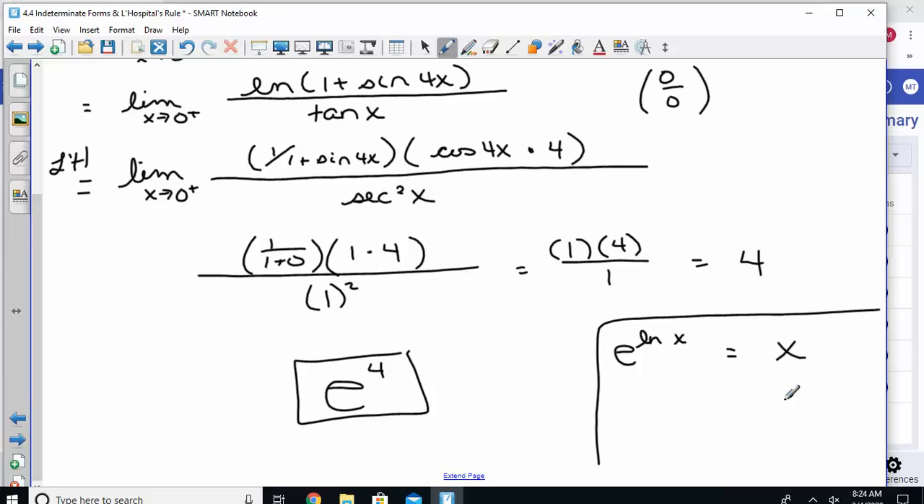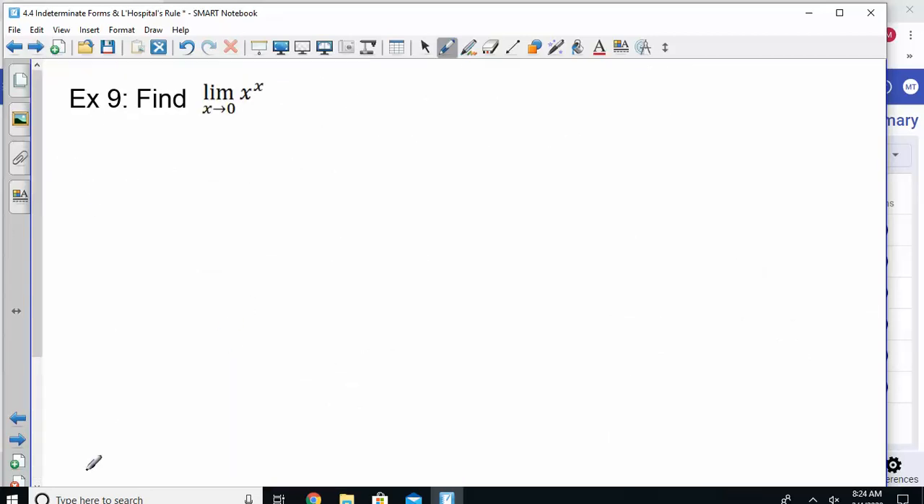So what you need to remember here, if it's an indeterminate power, you add a natural log, then your final answer will be e to whatever answer you got. Questions there? So this is the only new one we have today. We're just going to practice it.